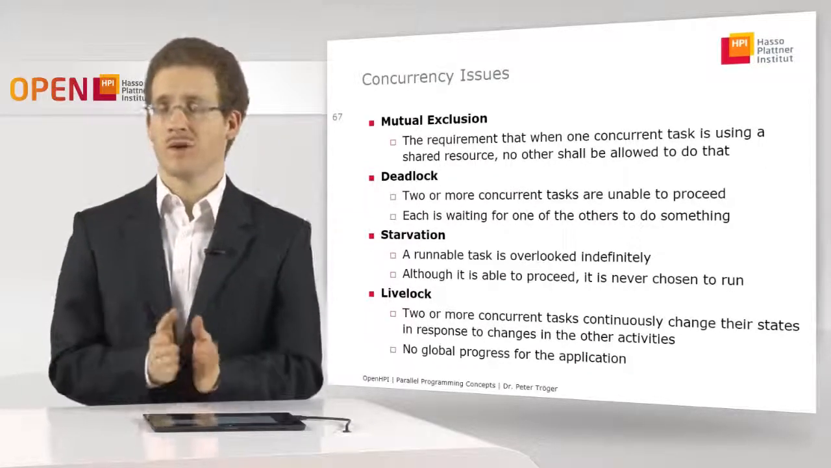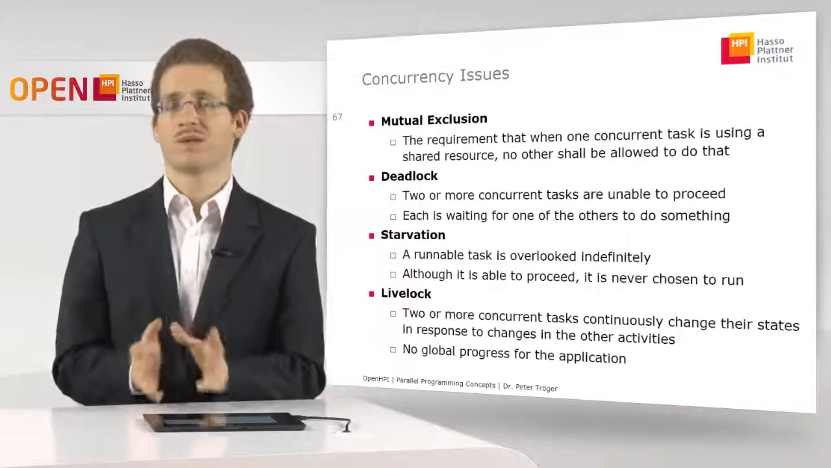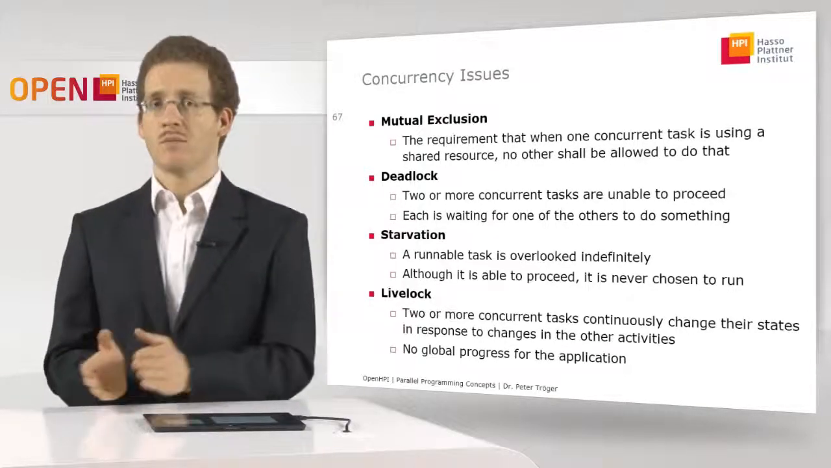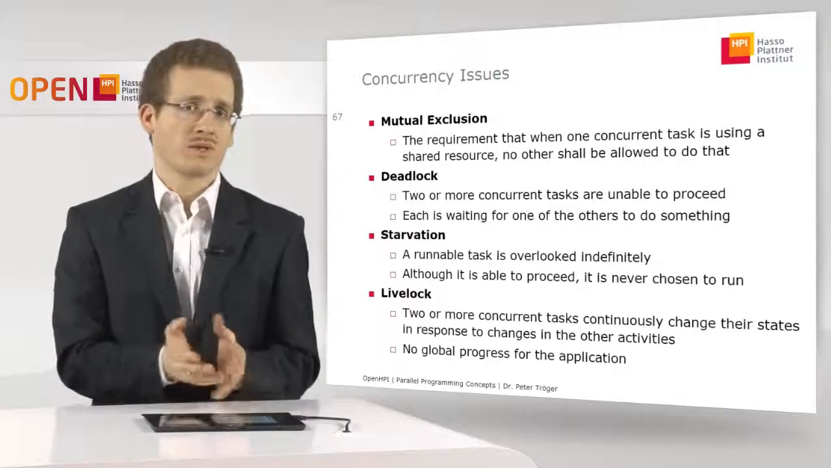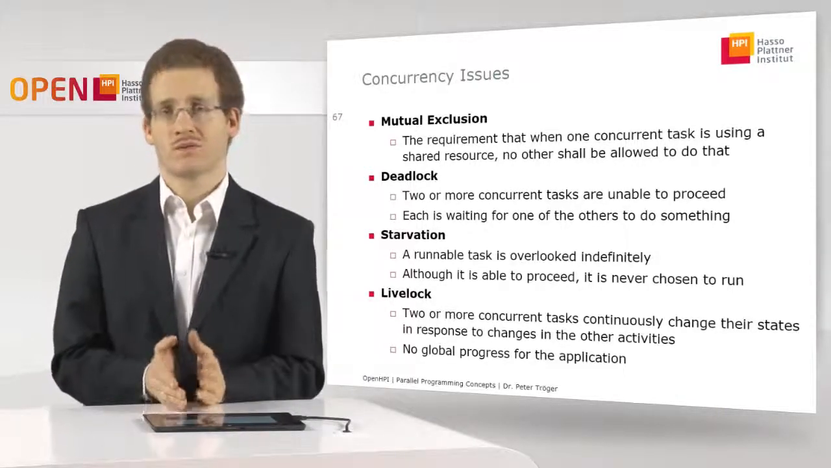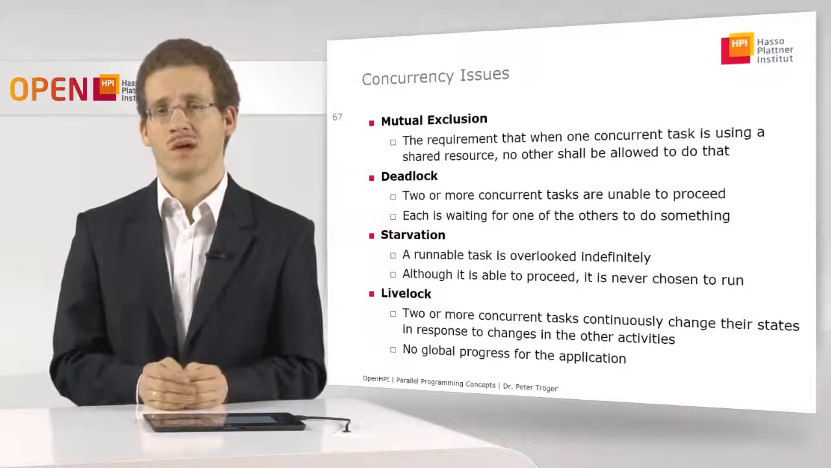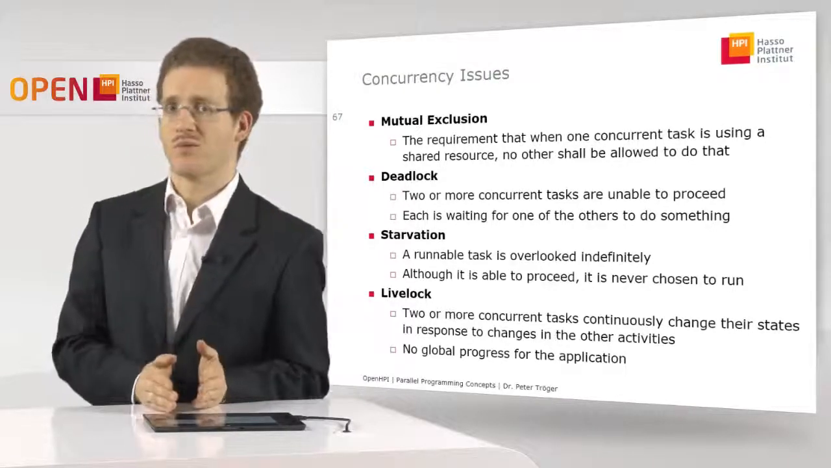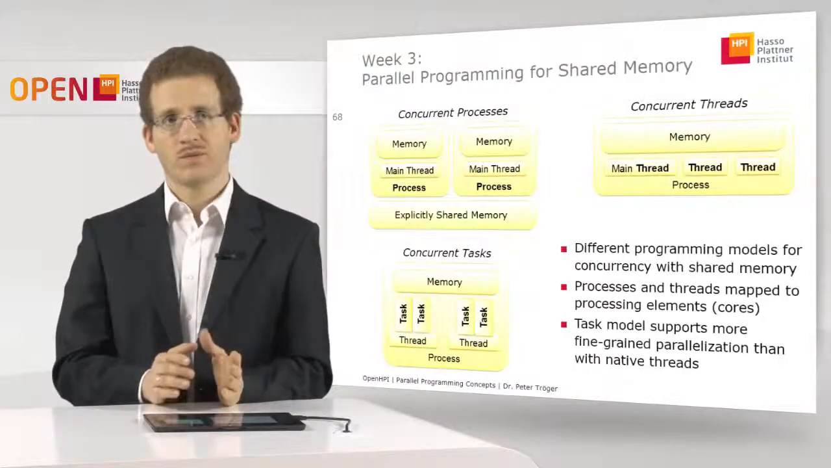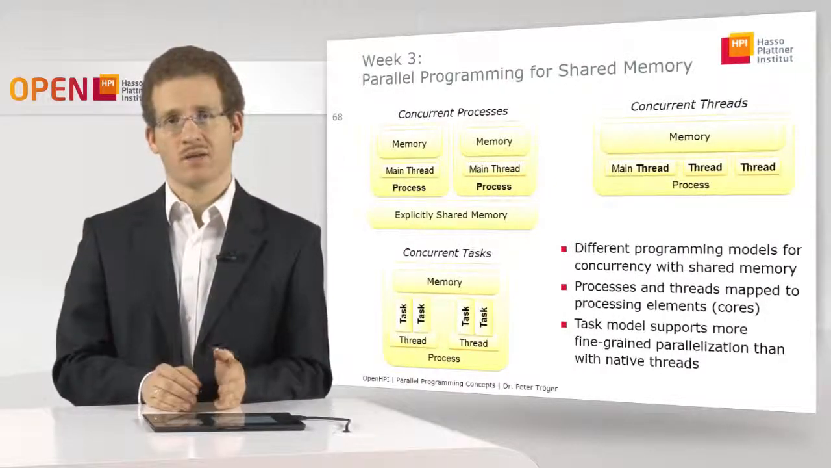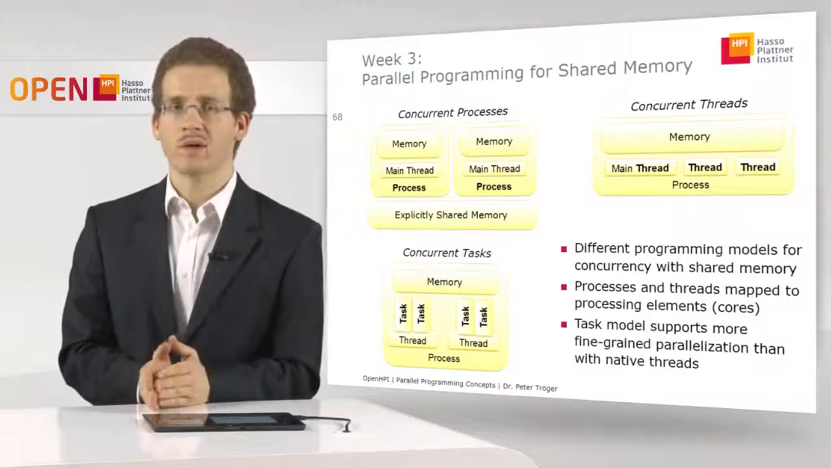So whatever your parallel programming paradigm is, you will always face these concurrent issues, because parallel programming to a good part is also concurrent programming. So these things are there, and you should try to reduce these problems by using smart programming approaches, such as with Actors, for example. In week 3, we then started to look into shared memory programming models.